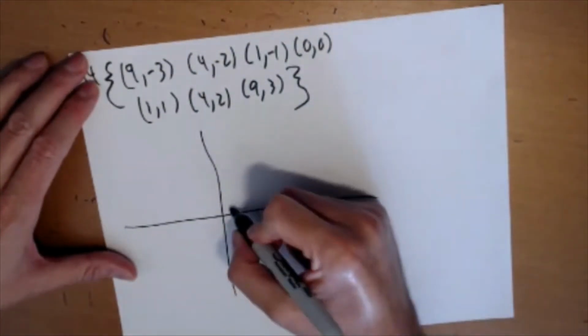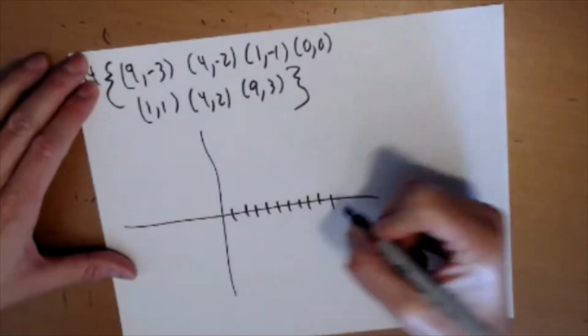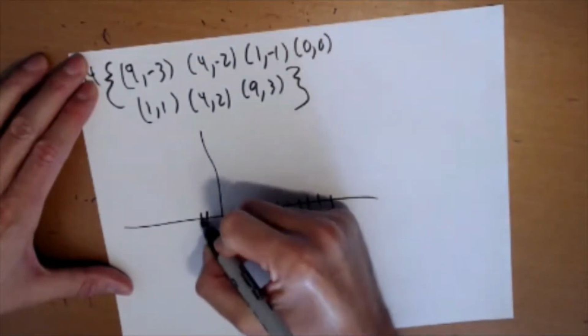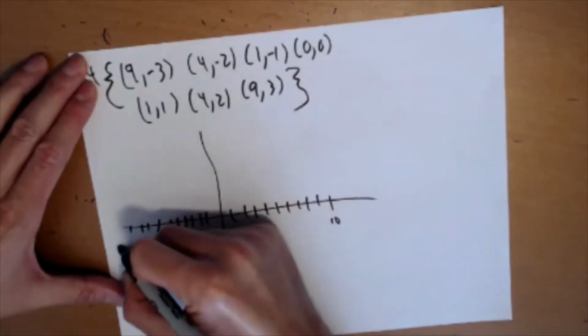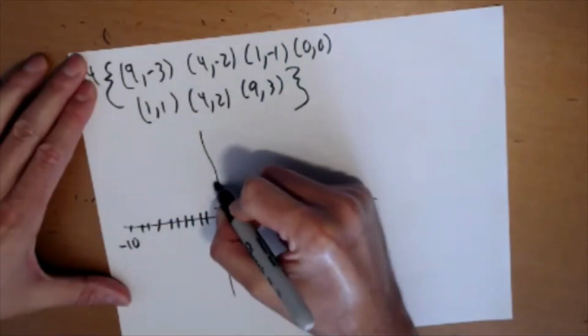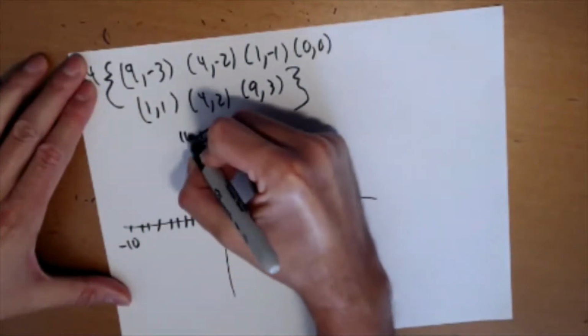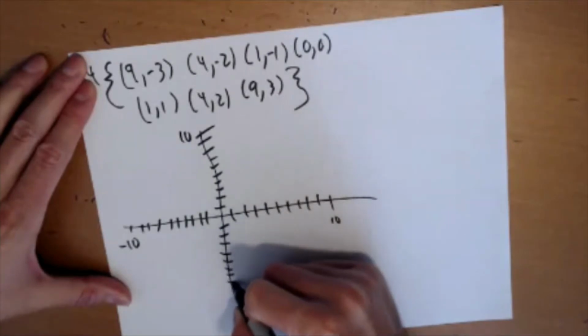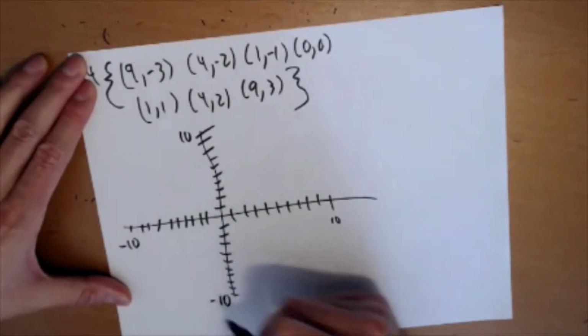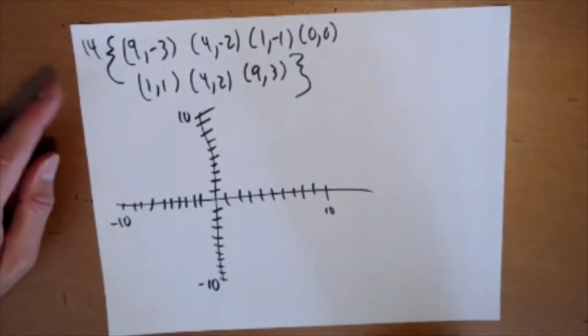Okay, 1, 2, 3, 4, 5, 6, 7, 8, 9, 10. If I had graph paper, that'd be a lot cooler. Okay, so let's just plot these points.